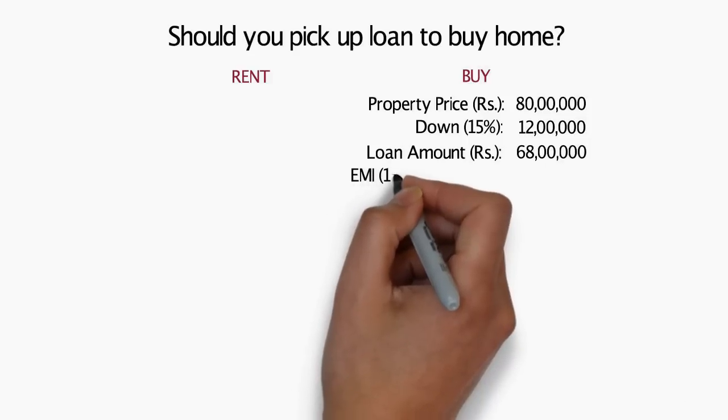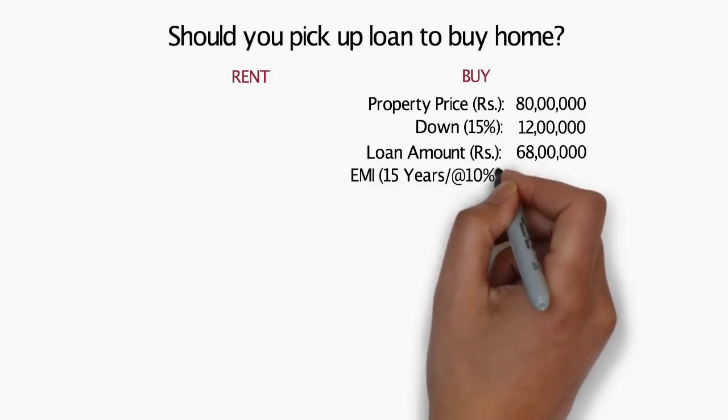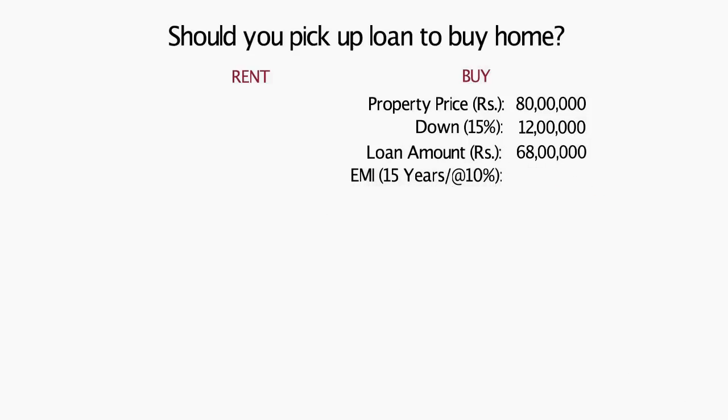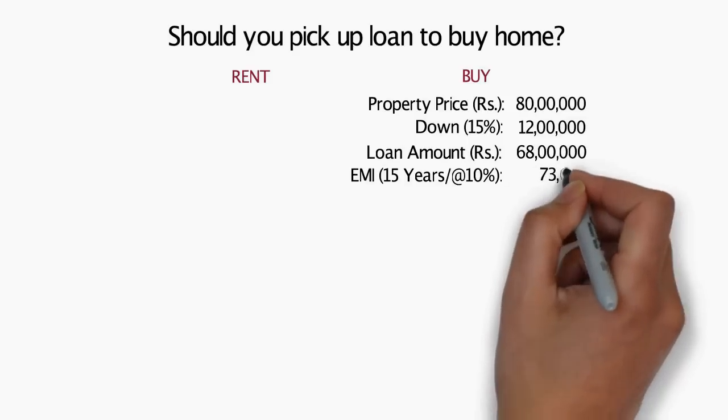After your loan is approved, you will be going on an EMI. Let's assume that this EMI is for 15 years, and also assume that the loan that you got was at 10% per annum. You will see that your estimated monthly installment for buying a property would be about 73,000 rupees.